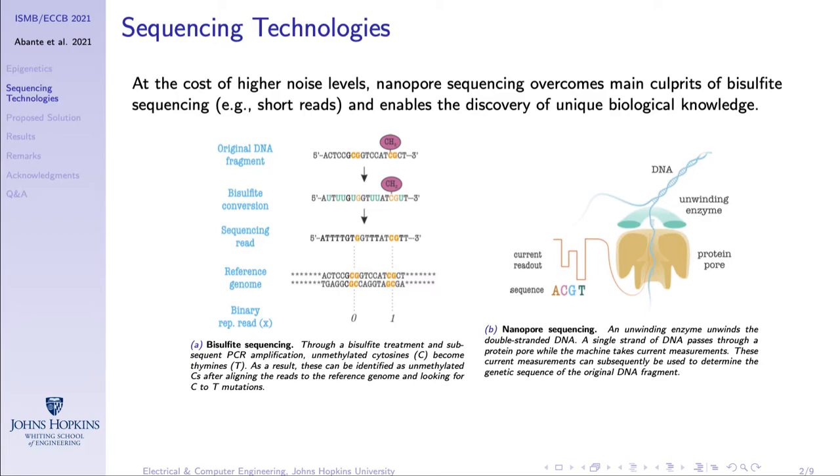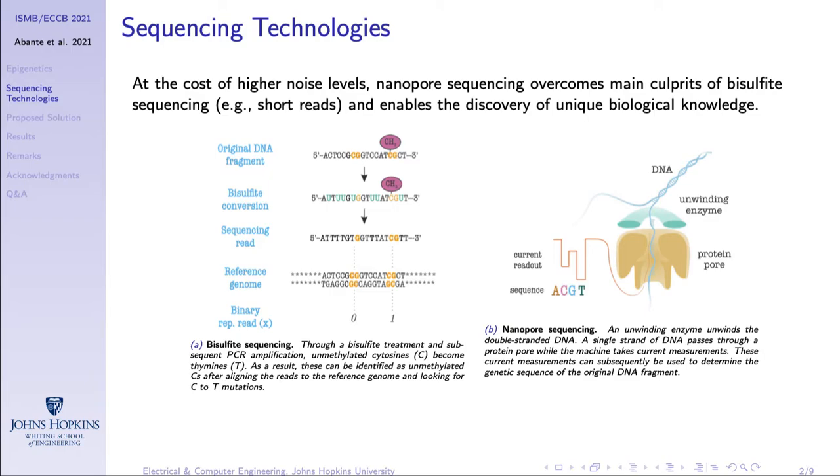Traditionally, bisulfite sequencing has been the go-to technology for comprehensive methylation studies. Briefly put, the bisulfite treatment and subsequent PCR transform unmethylated cytosines into thymines. After aligning the reads, we can determine the methylation state based on these modifications. This technology, however, only allows us to study 5-mC DNA methylation and produces very short reads, around 150 base pairs.